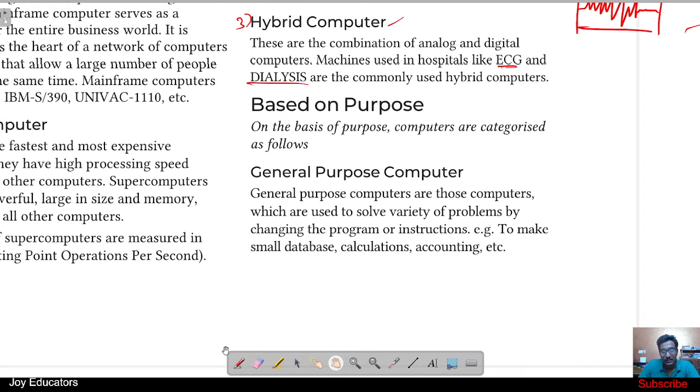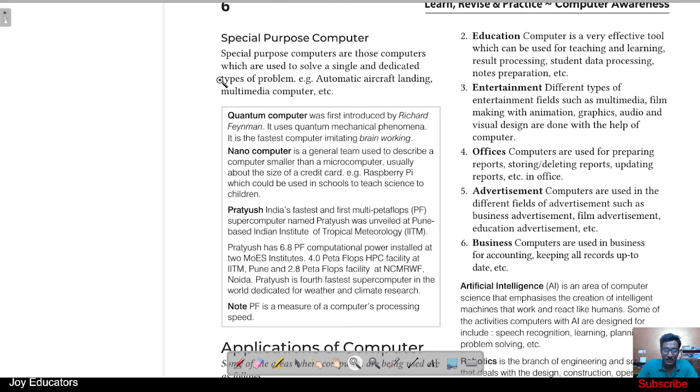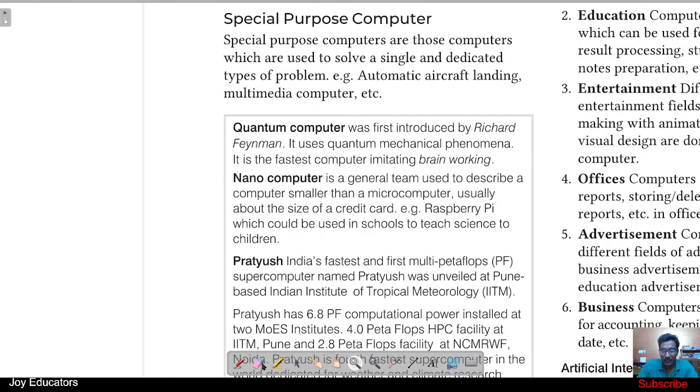Finally, the third thing is based on the purpose. What purpose is it used for? General purpose or special purpose. General purpose computers solve different problems by changing the program. And coming to special purpose, some of these are really big. Special purpose computers are used to solve single, dedicated types of problems, like automatic aircraft landing and multimedia computers. The first thing here is the quantum computer.